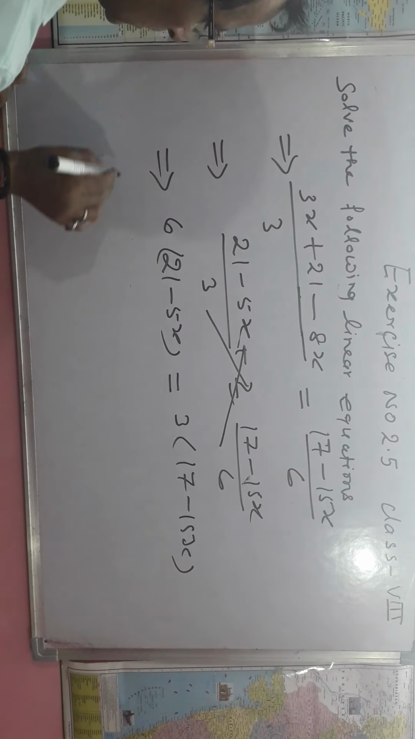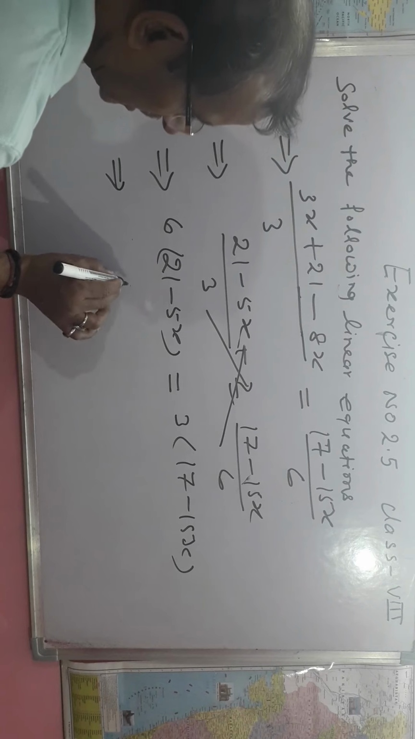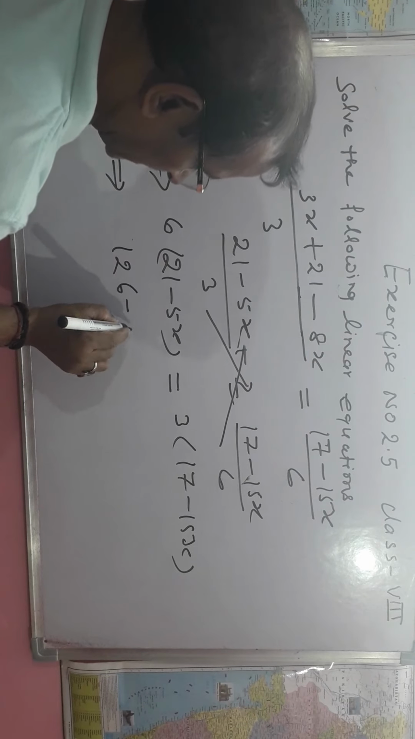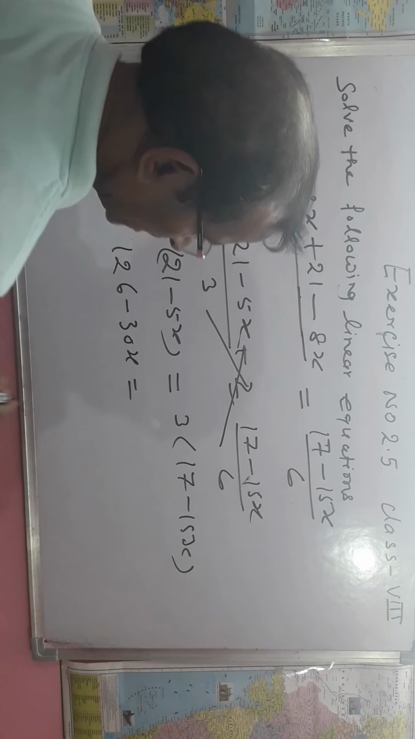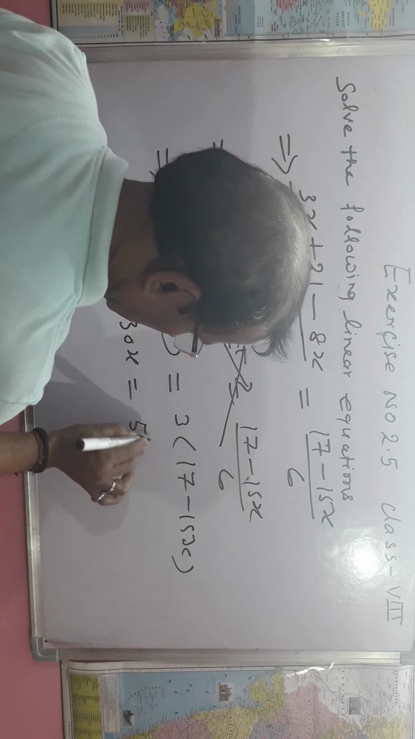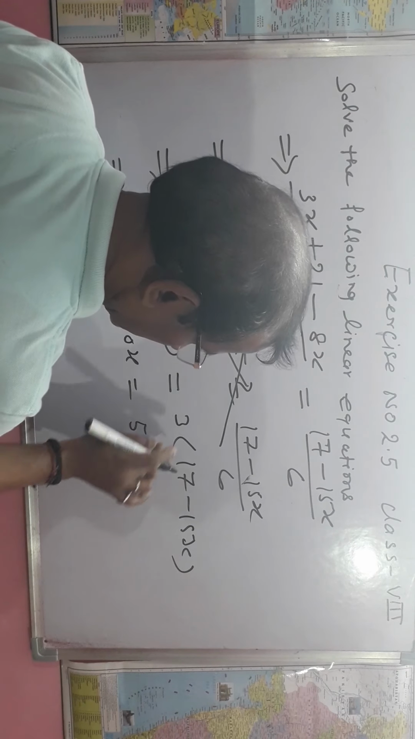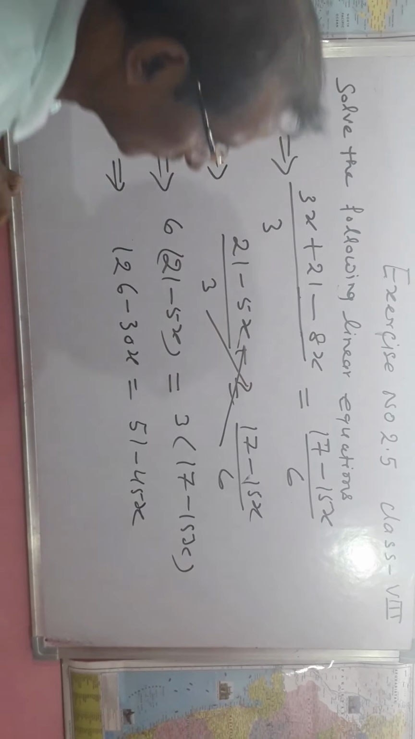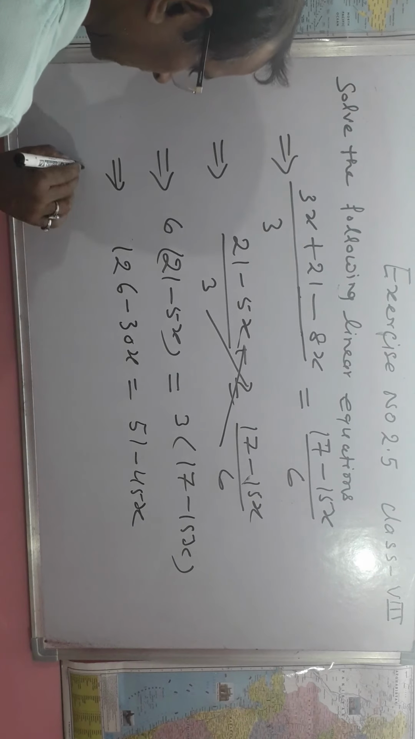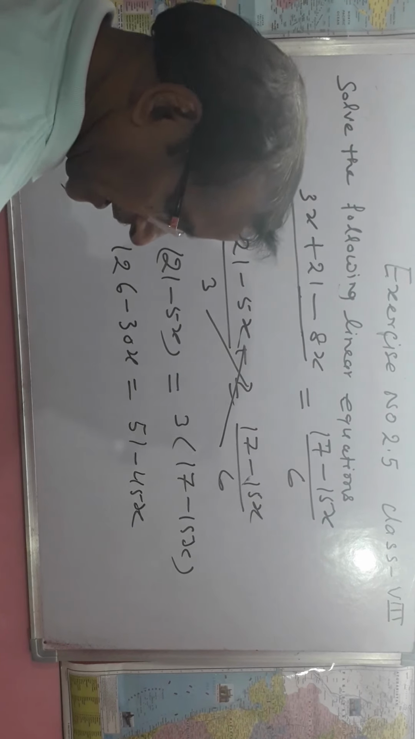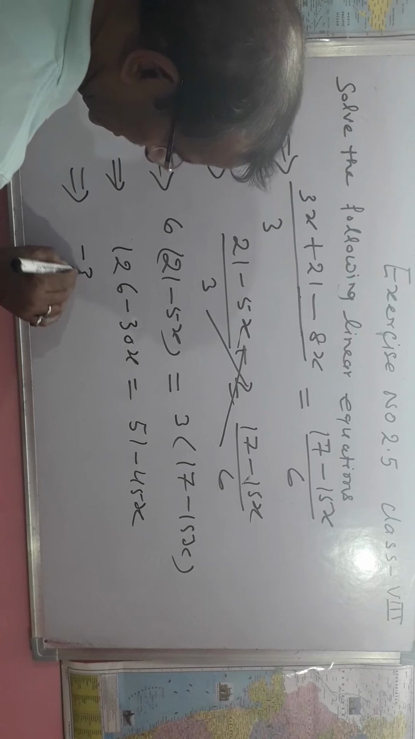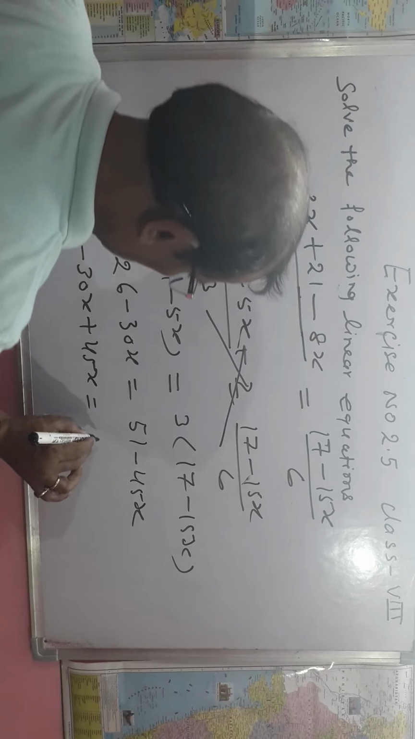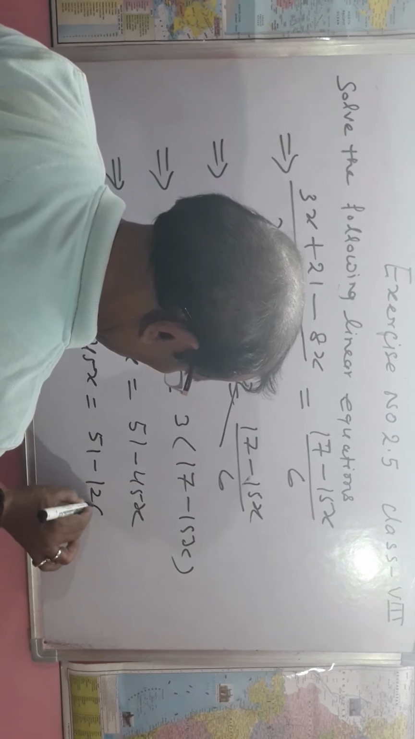That is, we have to multiply: 6 1 is 6, 6 2 is 12, so 126 minus 6 5 is 30x is equal to 17 3 is 51 minus 15 3 is 45x. Then we bring the like terms to the same side. Here minus 30x plus 45x is equal to 51 minus 126.